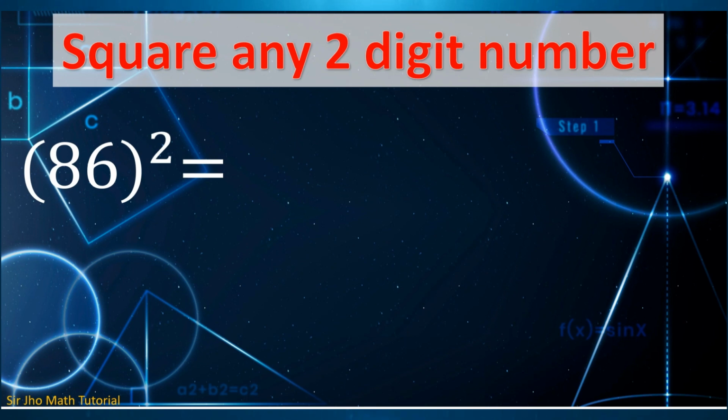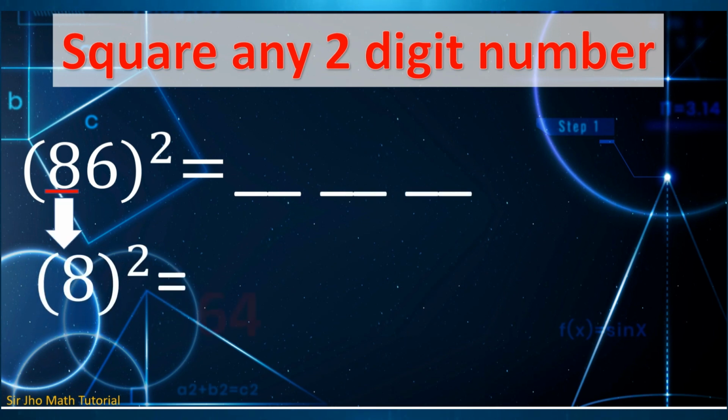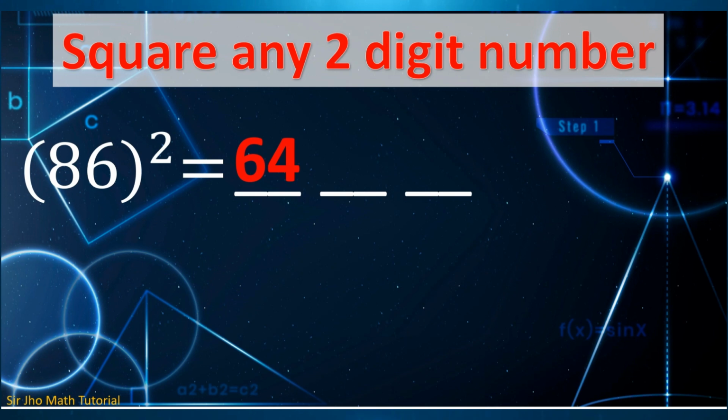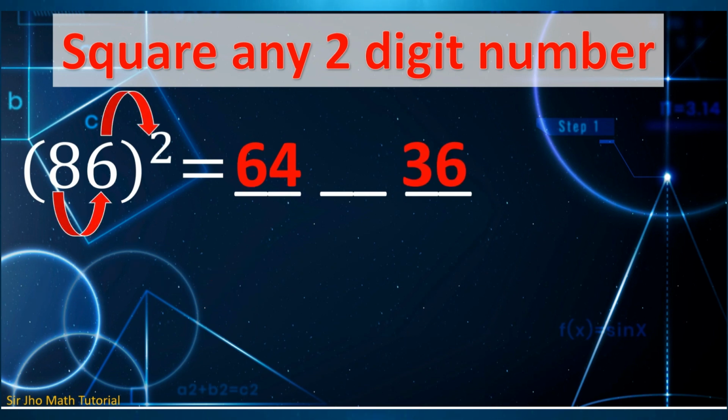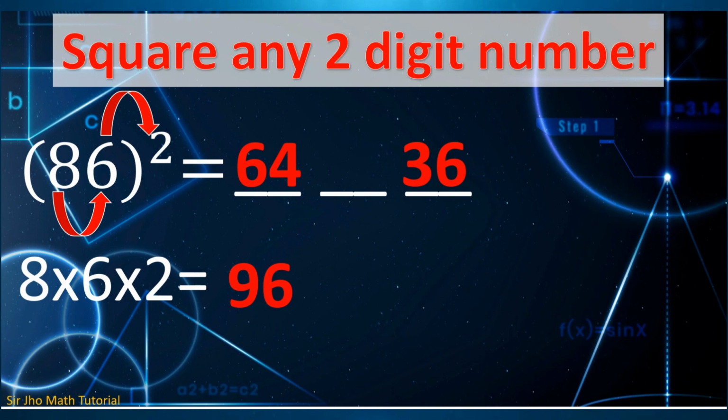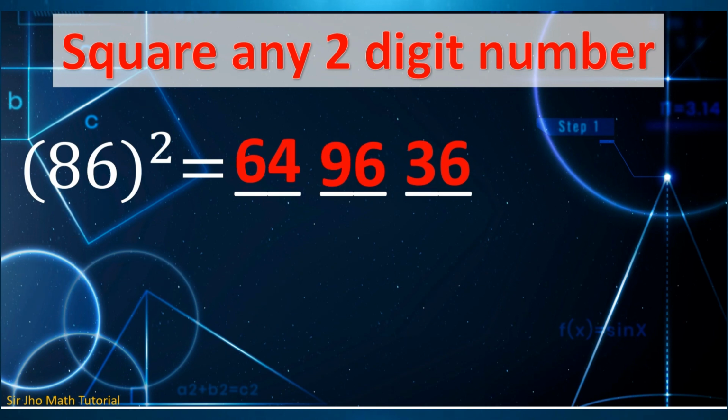Next, 86 squared. So same process, 8 squared is equal to 64. And 6 squared is equal to 36. And 8 times 6 times 2 is equal to 96. So bring down 6, carry 3 to 96. 96 plus 3 is 99.